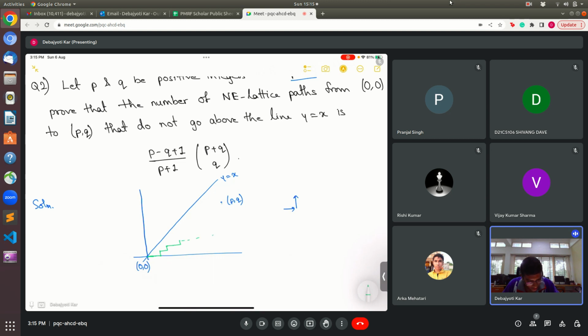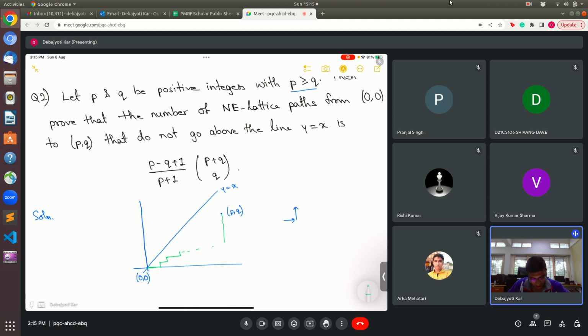So somehow you have to reach the point (p, q), and the condition is that you should not cross the line y equal to x. This line y equal to x is here, and you should not cross it. So the question is, what is the total number of ways by which you can reach (p, q) from the origin subject to this constraint?